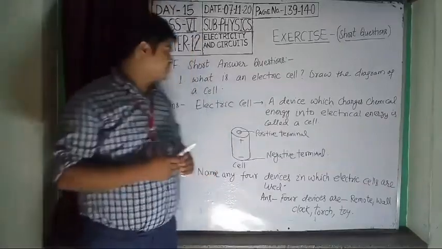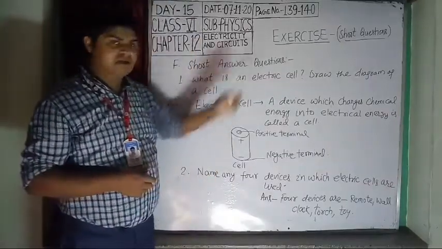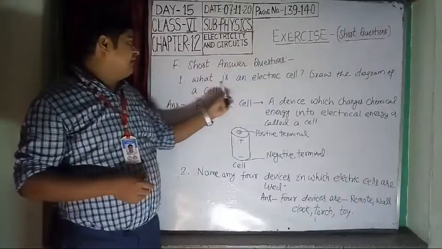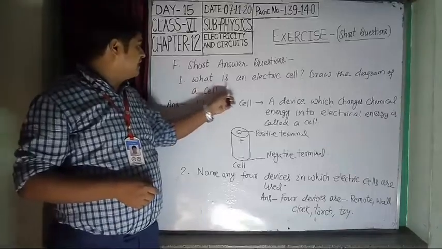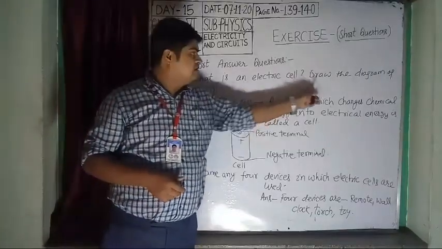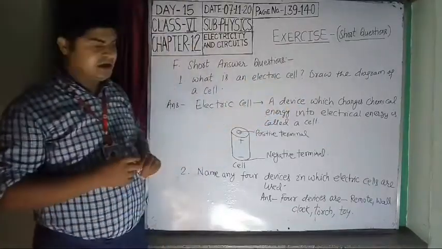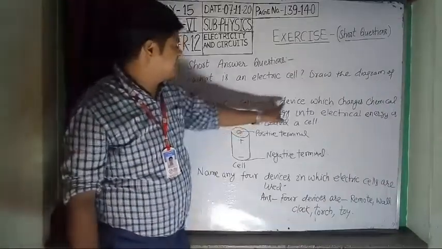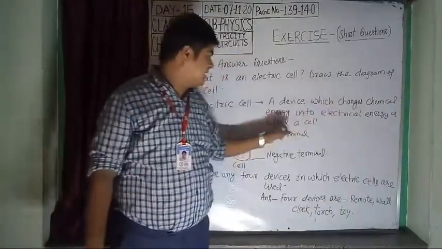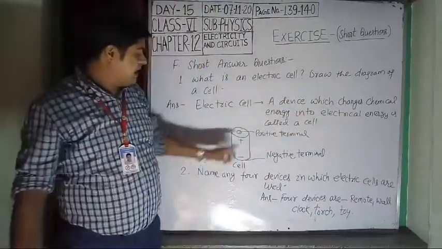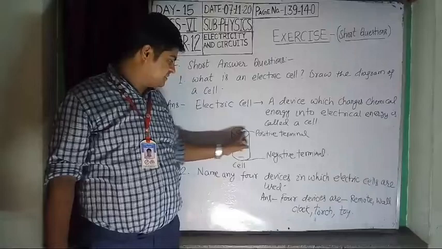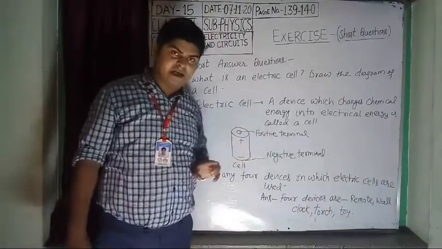See question number F, short answer questions. Question number 1: what is an electric cell? Draw the diagram of a cell. An electric cell is a device which changes chemical energy into electrical energy. This is the diagram of an electric cell. This is the positive terminal and this is the negative terminal.